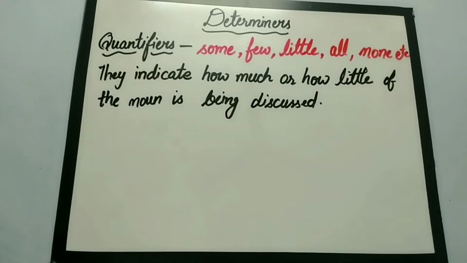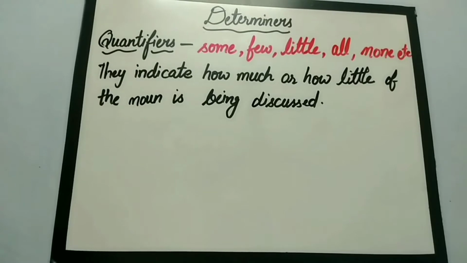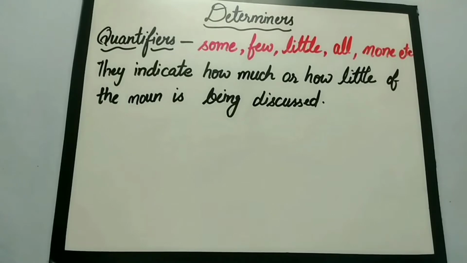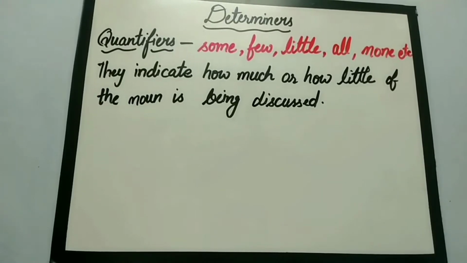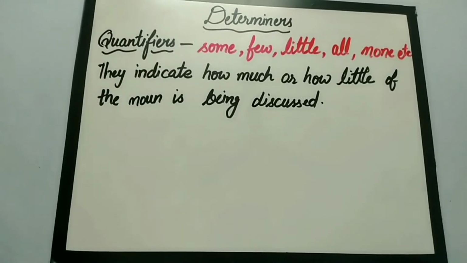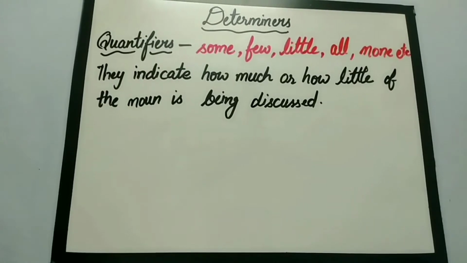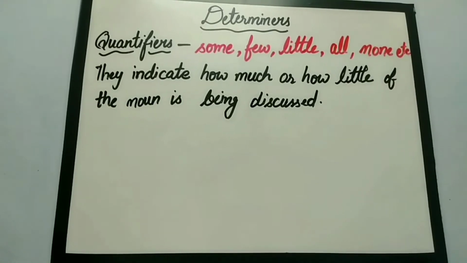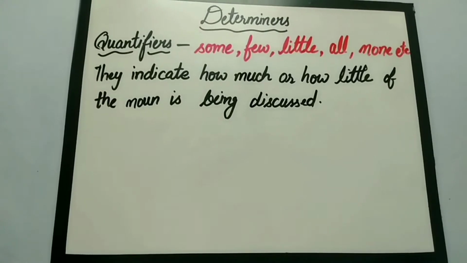Hello everyone. In this class, we are going to learn about quantifiers, the fourth and last type of determiners. Quantifiers are words like some, few, little, all, none, and many more like each, every, neither, either, a lot of, and lots of. These words are used to indicate how much or how little of the noun is being discussed. So literally they tell us about the quantity.